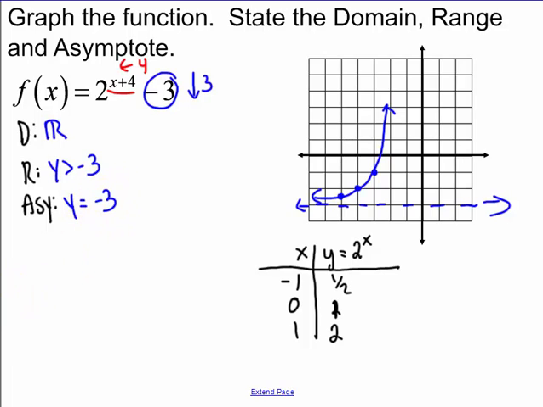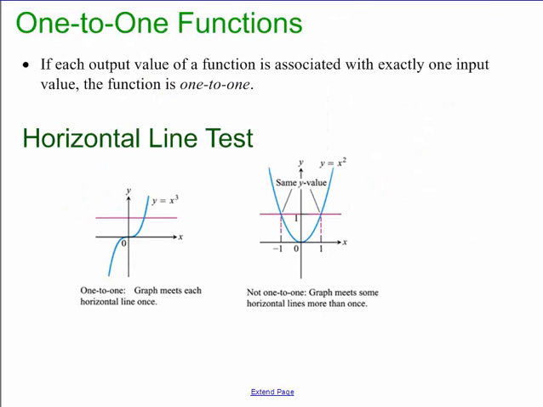And this should be a review from both Algebra 2 and Pre-Calculus. That's why I went through that fairly quickly. Okay, one-to-one functions. This is important. When a function has one input, each output is associated with exactly one input. So you have a couple different ways that we test.